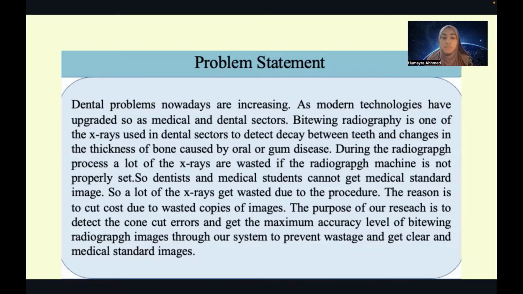During the radiograph process, a lot of the X-rays are wasted if the radiograph machine is not properly set, so dentists and medical students cannot get medical standard images. So a lot of the X-rays get wasted due to the procedure. The reason is to cut costs due to wastage of copies of images, and the purpose of our research is to detect the cone cut errors and get maximum accuracy level of Bitewing radiograph images through our system to prevent wastage and get clear and medical standard images.